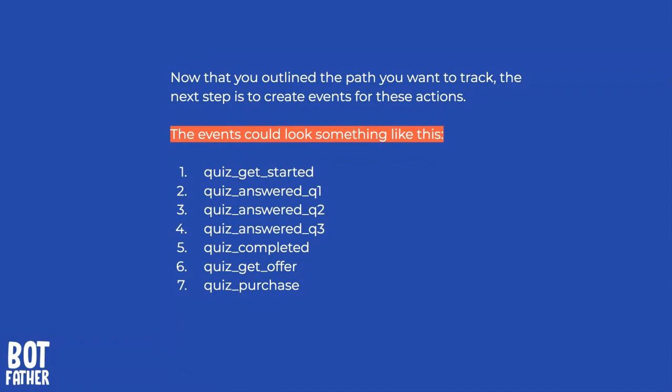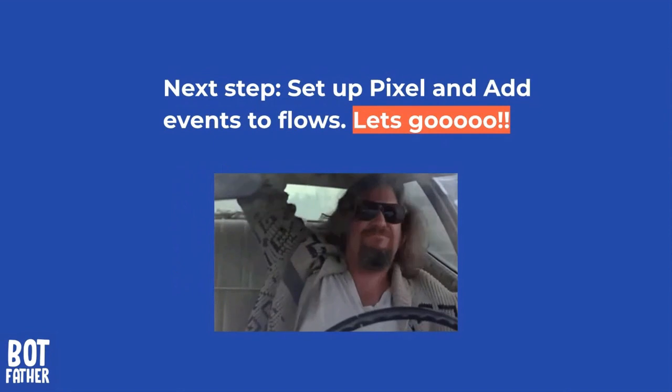So the events could look something like this: quiz started, quiz answered question 1, quiz answered question 2, quiz completed, get offer, quiz purchase. Great. If I'm able to get insights into this, I am able to track and log the full journey of somebody who went through my quiz, and I'm able to report on that. I'm able to make any changes if necessary, and I'm just ahead of the game. I'm just making sure that my flows are the best they can be.